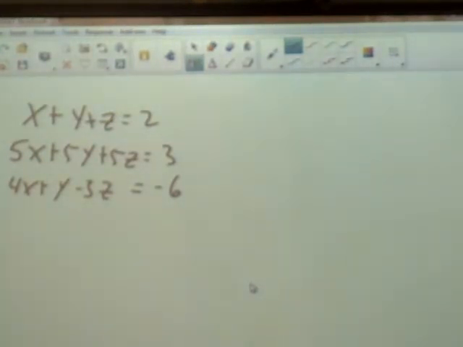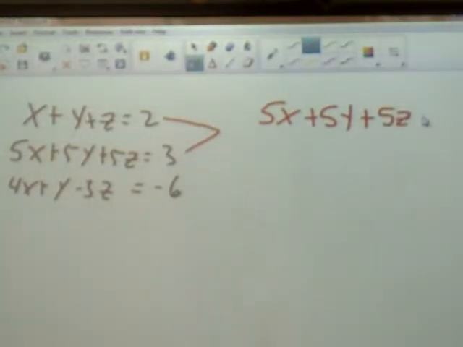Okay, X's. So if I wanted to put these first two together, I'd have to multiply everything in this first one by 5, wouldn't I? Yep. So it's going to make 5x, 5y, 5z. That looking familiar? But then 2 times 5 is 10. Then my bottom one already has a 5x, so I'm just going to rewrite that second one.